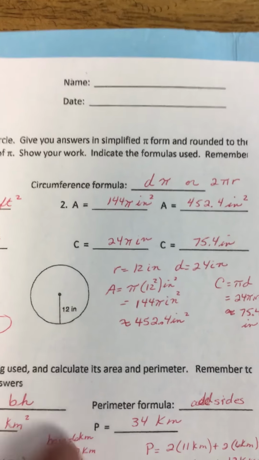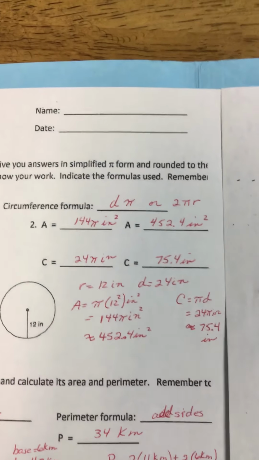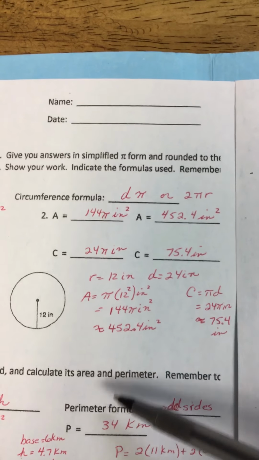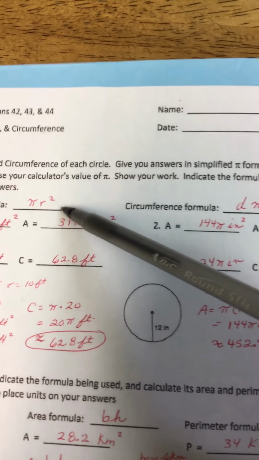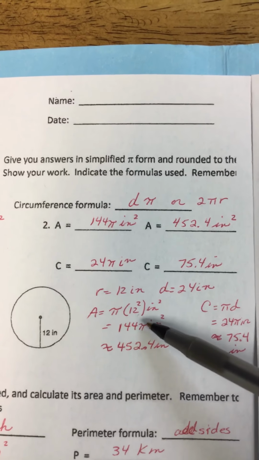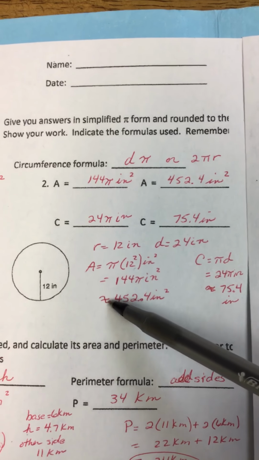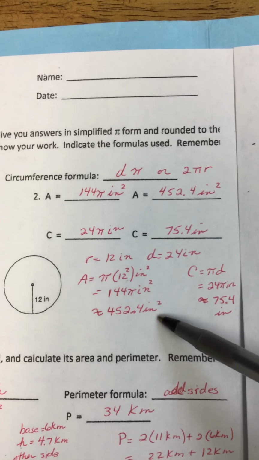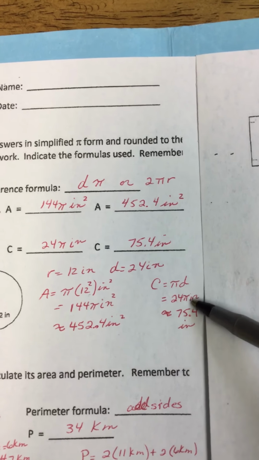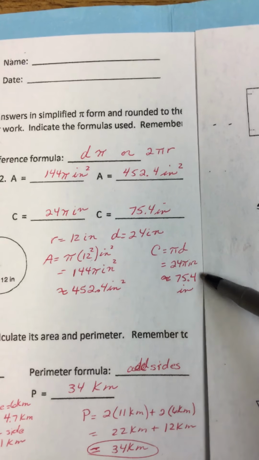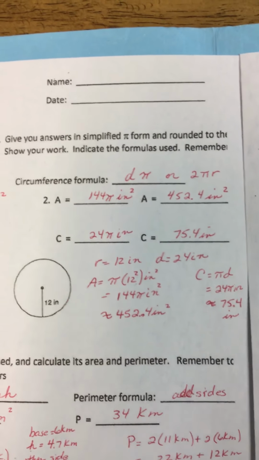When you look at the second problem, I've given you the radius, so I'm thinking the radius is 12 inches, my diameter is going to be 24 inches. Here's my work. I'm going to take that radius 12 and I'm going to square it, because that's what the formula for area says, to square your radius. That's 144 pi inches squared. Multiply 144 by pi and you get 452.2 inches squared. Circumference is pi times diameter, so that would be 24 pi inches. That's approximately 75.4 inches. Area is inches squared, circumference is just inches.